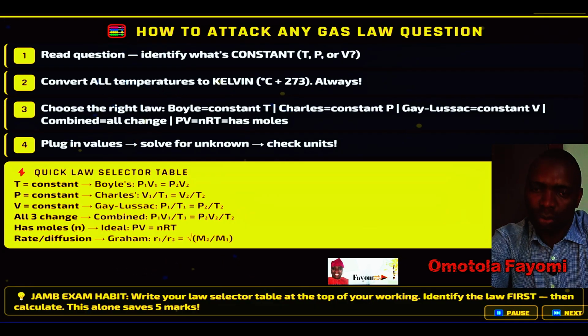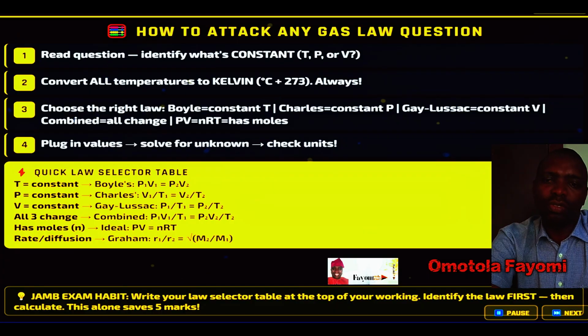Here is the pro tip that experienced students use. At the top of your working, write out the law selector table as a quick reference. It takes 30 seconds and could save you from choosing the wrong formula under exam pressure. Use it, swear by it, it works.